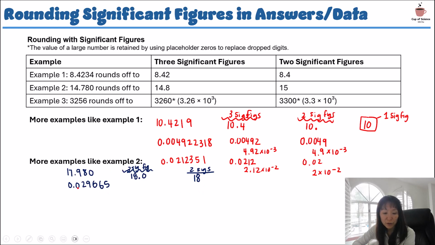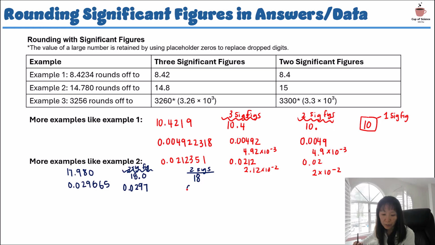I take the first 3 numbers, that's 296, right? 0.0296. But before I write the 6, the number after is another 6, so I'm going to round it up to 7. How about for 2 sig figs, right?